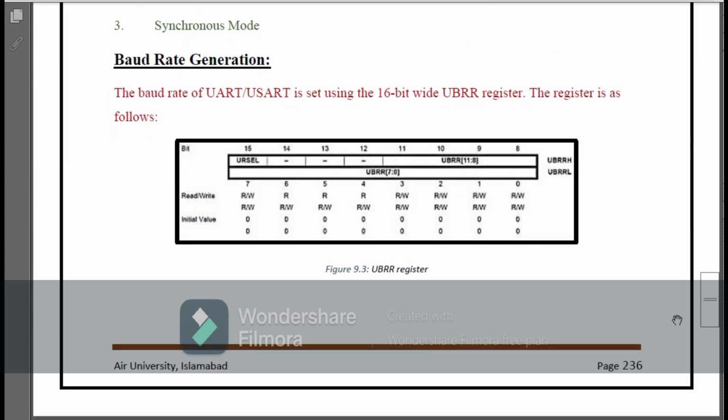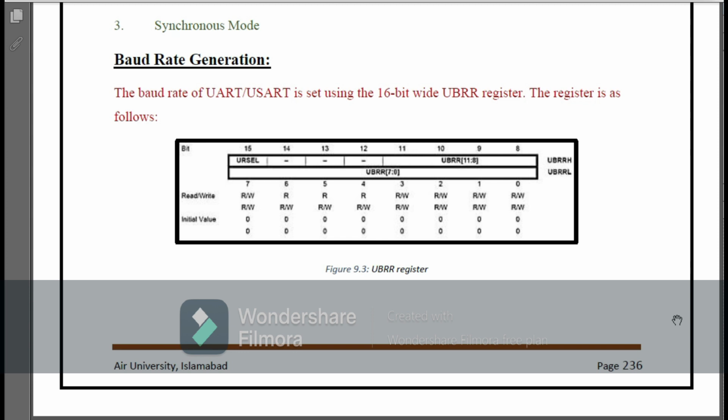Here we can see the baud rate generation. The baud rate of USART is set using the 16-bit wide UBRR register. The register is as follows. So by setting the UBRR register, we can set the baud rate of USART. Here you can see UBRRH and UBRRL.